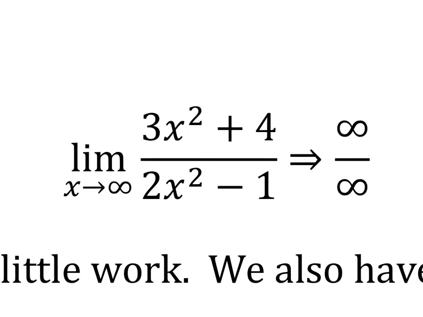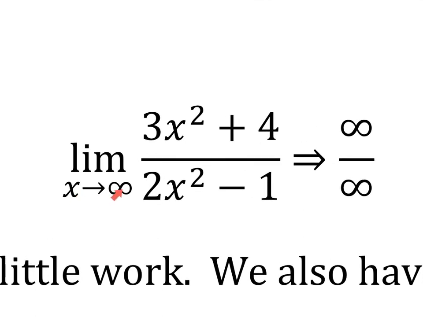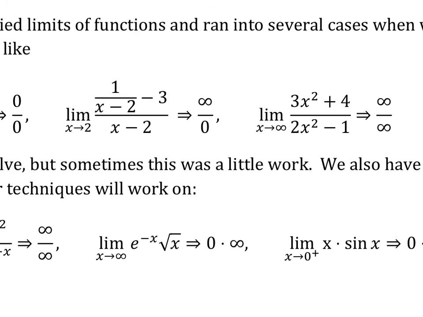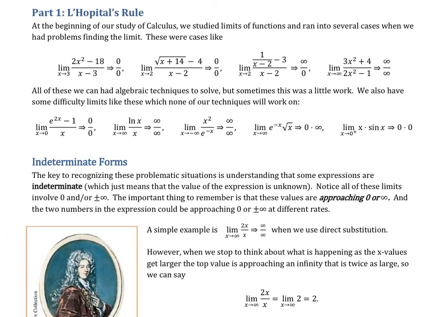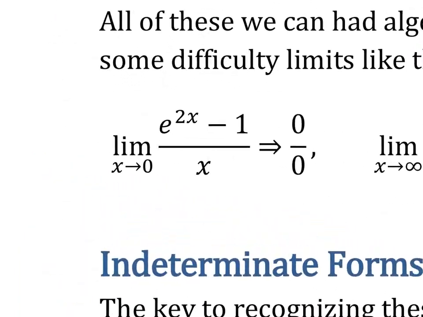And then we had limits like this, where we're going to infinity, and we had some ways of dealing with this. This is going to infinity over infinity, and we kind of just said, well, when x is gigantic, like a billion or a trillion, the 4 doesn't matter, so this just becomes 3x squared over 2x squared, which is really 3 over 2. So that's how we dealt with that. Well, we had some strategies that worked with those kind of expressions. However, those will not work with expressions like this.